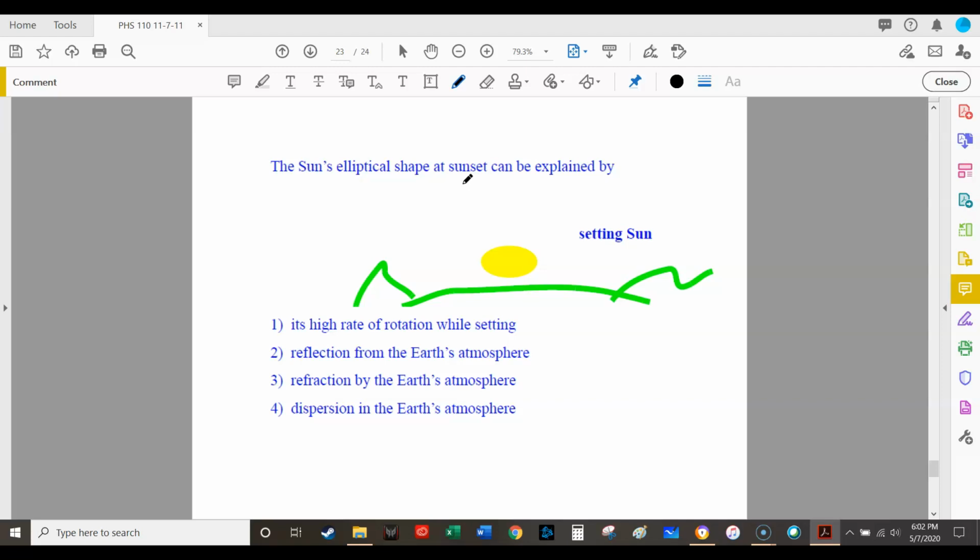Why is that? What do you think is the reason for that? Is it the high rate of rotation as it's coming across our sky? Is it the reflection of the sun? Is it actually reflected, not the actual sun? Is it the refraction that's causing this? Or is it dispersion, which I'm not sure what dispersion means. We're going to cover that the next time. So what is actually happening? Pause the video and choose your answer.